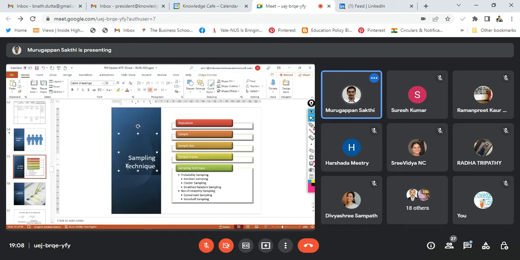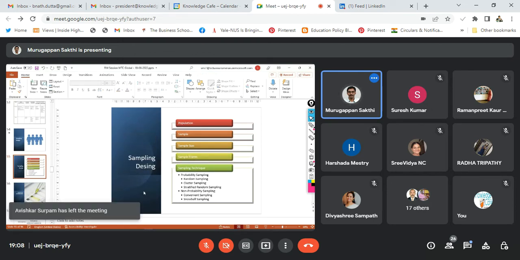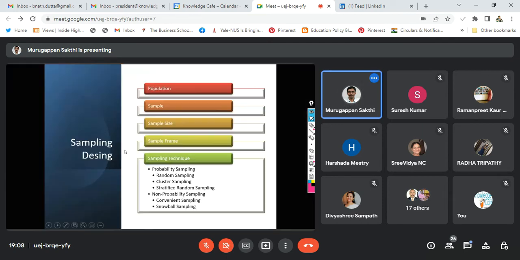Here, it is not a sampling technique. Sampling technique is one among the components of the sampling design. And here, my dear friends, the sampling design contains, you have to first define the population, then you have to decide the sample size, sample frame, and sampling technique.